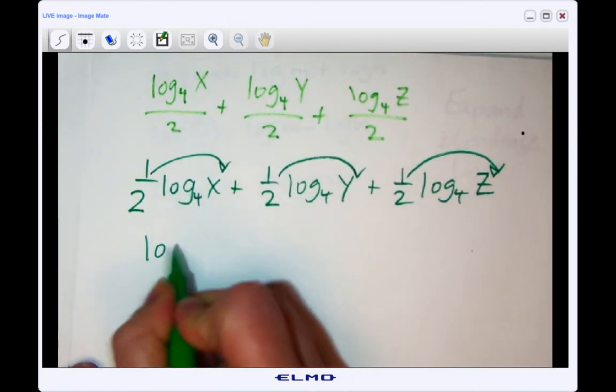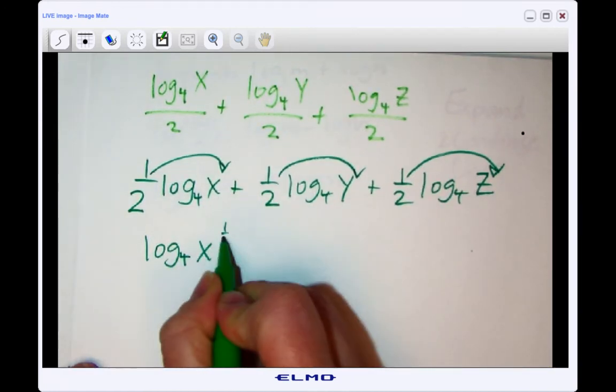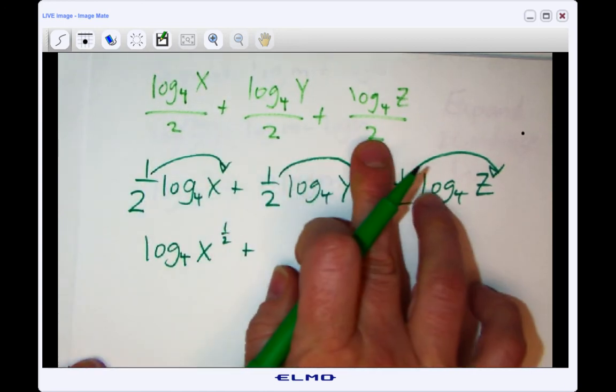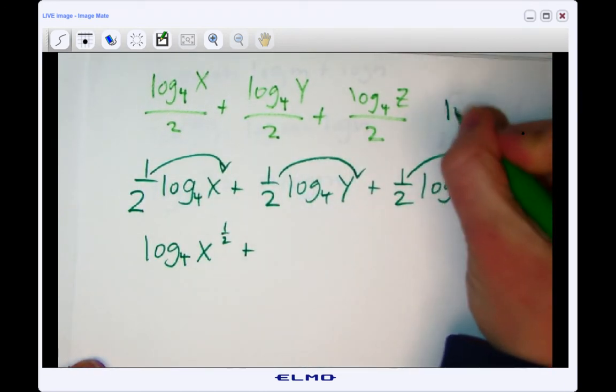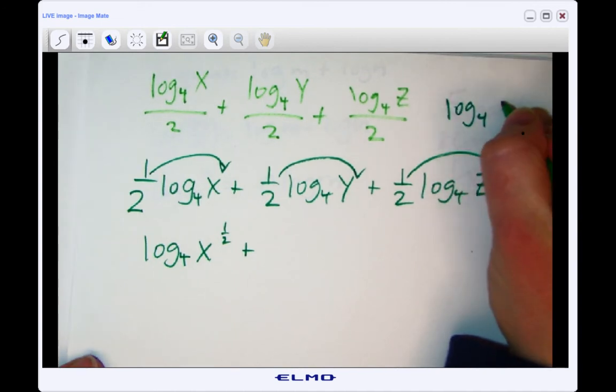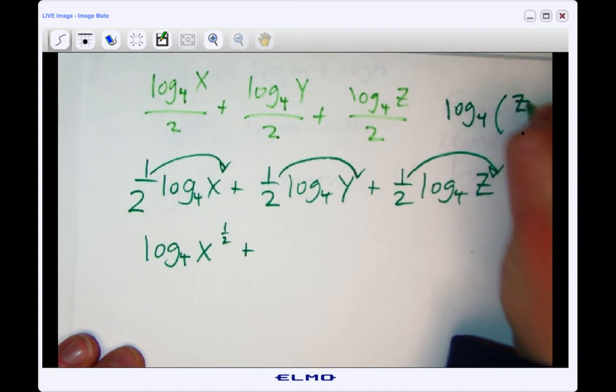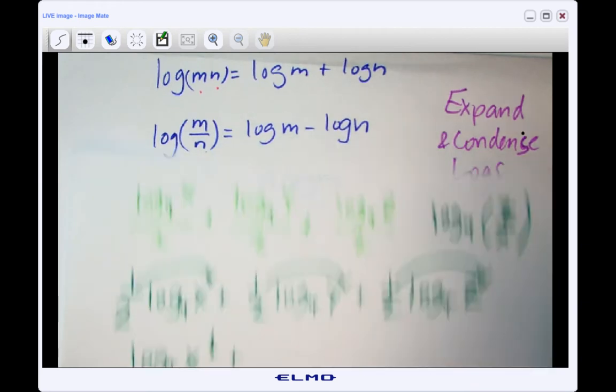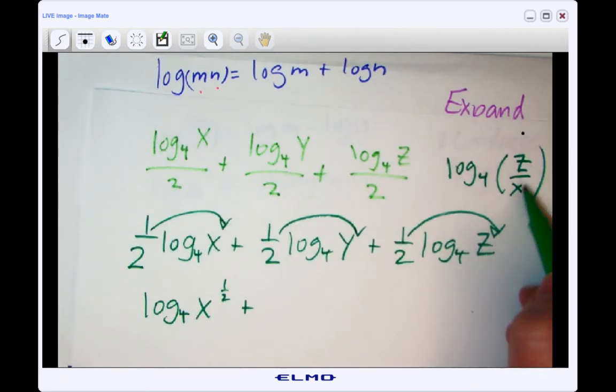And I'm going to say log base 4 of x to the 1/2 plus. Now, if there were logs down here, this would be different. Let's do this one, so you can see the difference. This would have been one where I would have had to use my division rule. See the difference? We got something divided inside of the log, and this is a variable, and this is a variable.